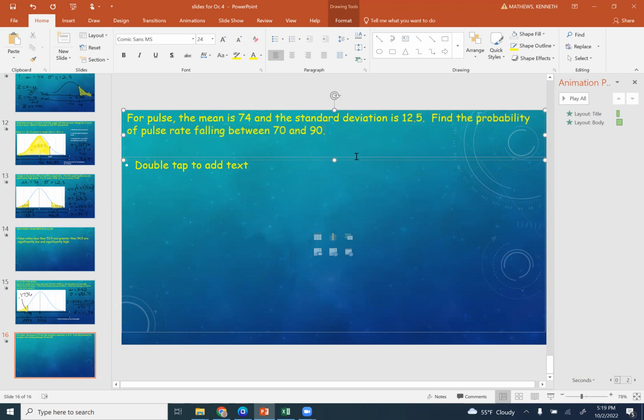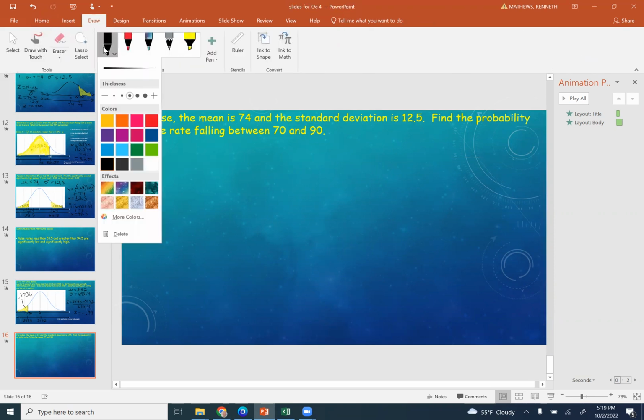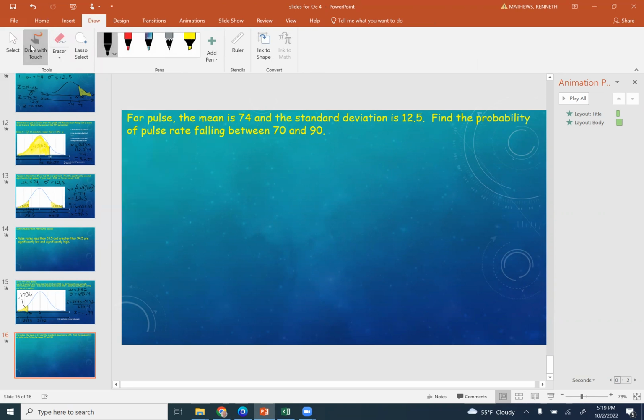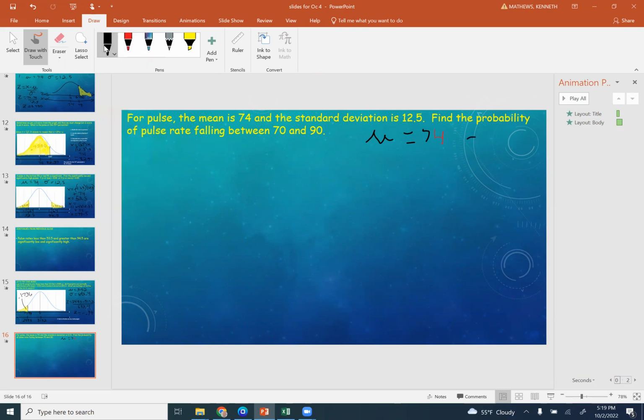Okay, let me get rid of this thing here. All right, so I'm going to go into my draw mode. And I know that my mean is equal to 74. Well, let me write. It's not that easy to do this. 74. Wow, I don't want red. Okay. And my standard deviation is equal to 12.5.